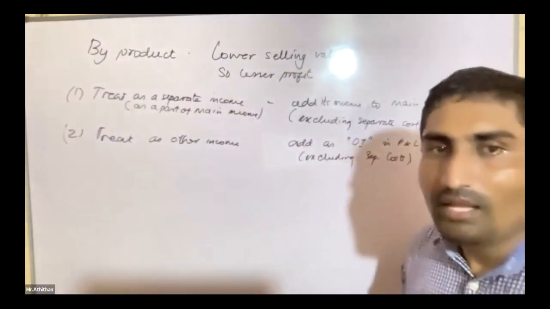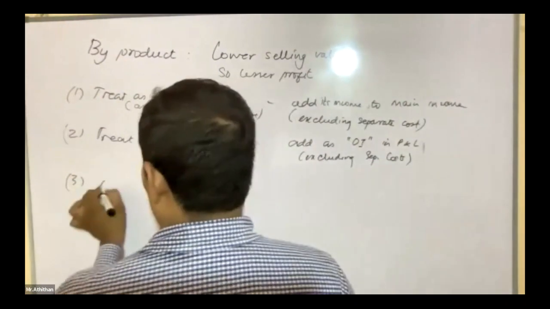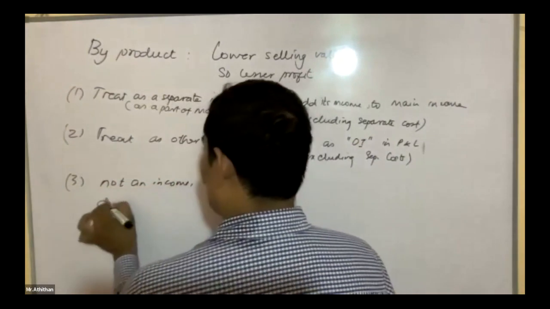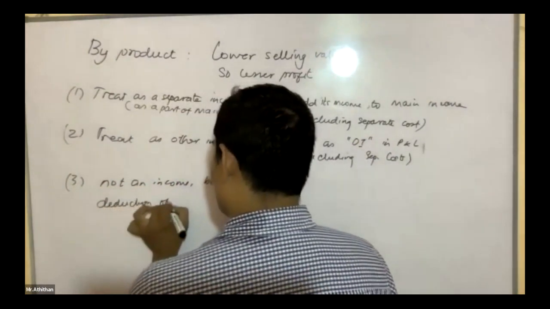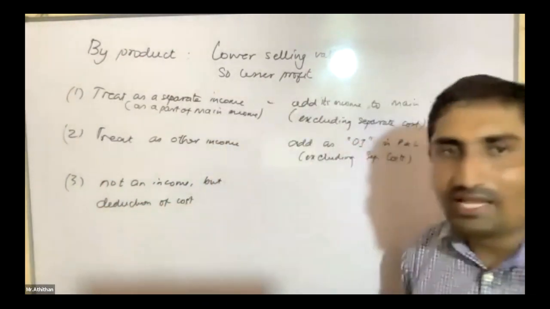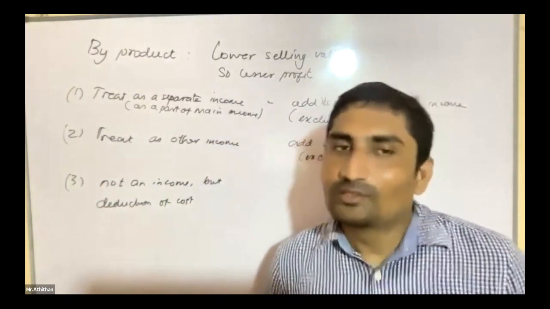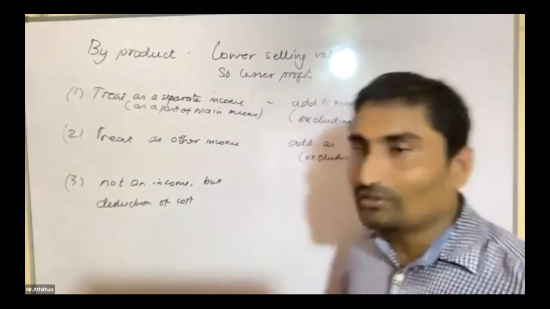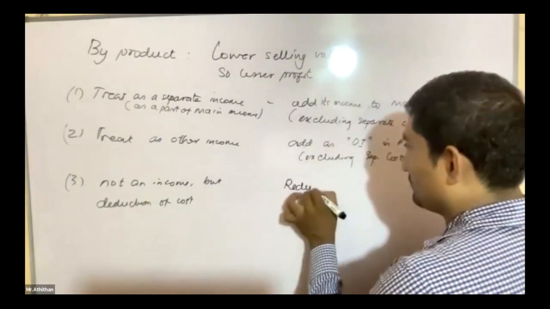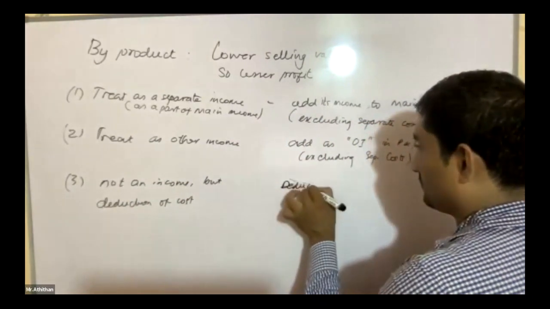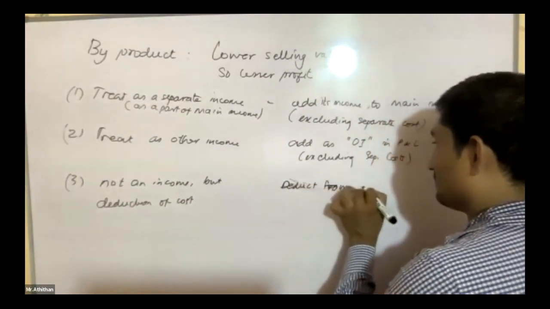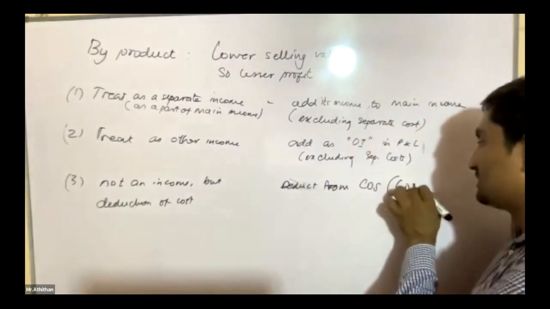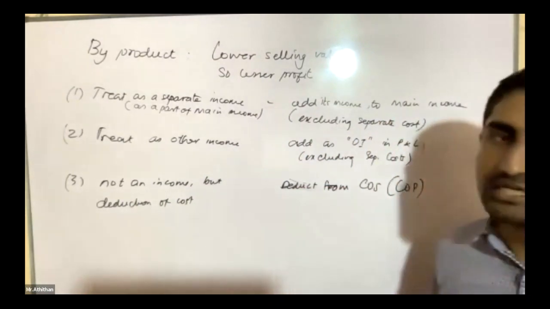All right. C may be deducted from the cost of production. It is not an income, but we deduct it from the cost. Right? So the net effect is a reduction. The treatment is that it is not an income but a deduction of the cost. We deduct it from cost of sales. If we deduct it from cost of production, it is automatically deducted in cost of sales.